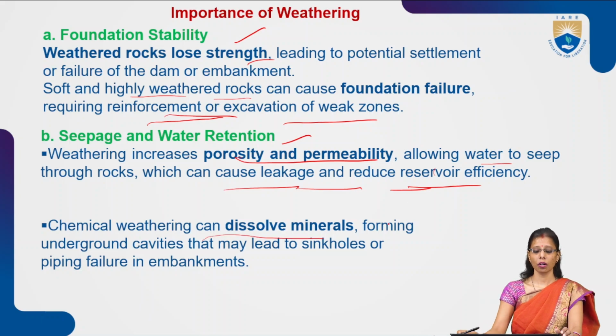Now, chemical weathering can dissolve minerals. Through chemical weathering, the minerals can be dissolved, forming underground cavities, and they may lead to sinkholes or piping failures in the embankments. So chemical weathering is a very dangerous process here. A lot of rocks contain minerals which can dissolve in water, and those rocks can easily be dissolved, which forms underground cavities. That may lead to sinkholes or piping failure in the embankments.